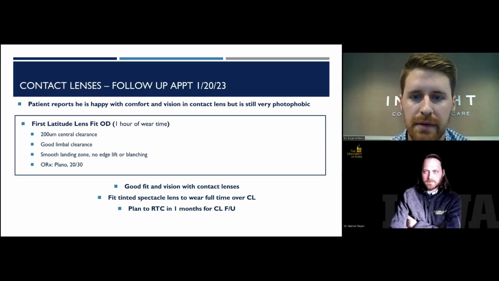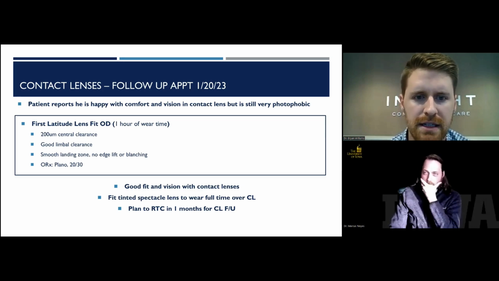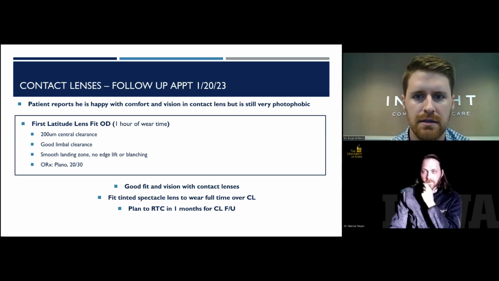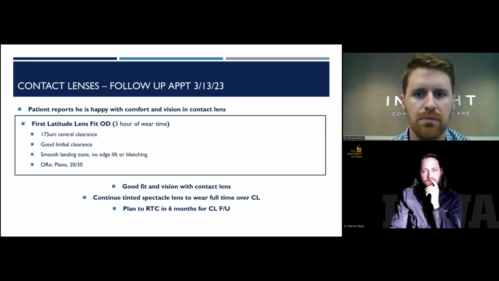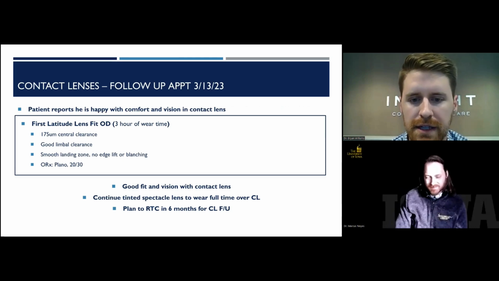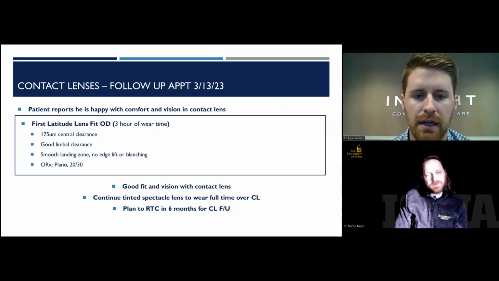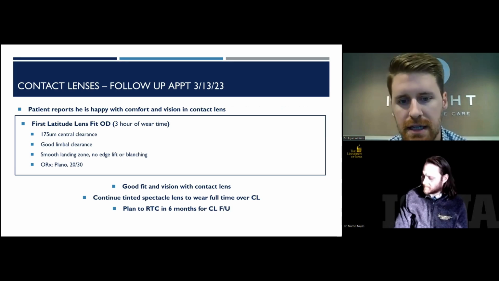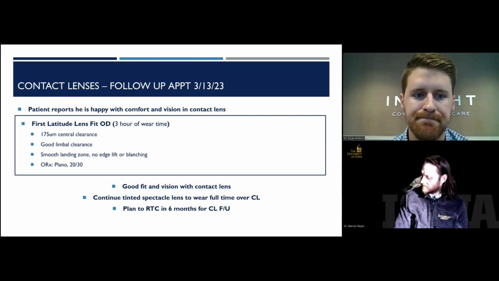So we kicked him out a little bit longer, and I don't think I had seen him by the time I made these lenses. Oh, nope, I had. So this was where we kicked it down to a 6-month follow-up for him, but from a fit standpoint, combined with his tinted glasses, was doing really great.